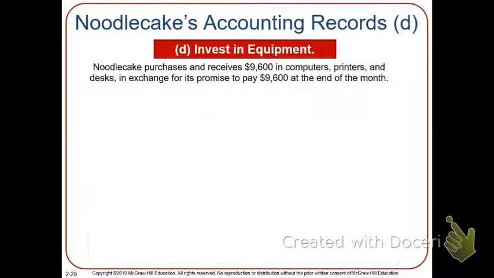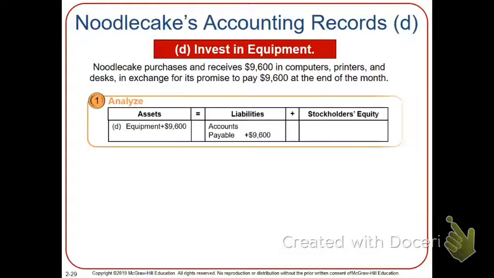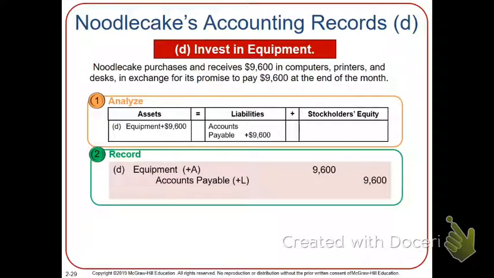They keep a total. So here we purchased the computers. In exchange, we promised to pay at the end of the month. So we debit computers or equipment, and we credit accounts payable. Increase equipment, increase accounts payable.